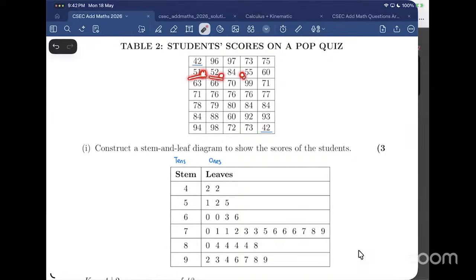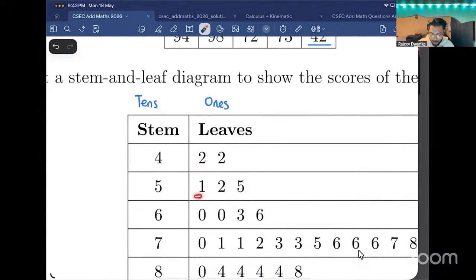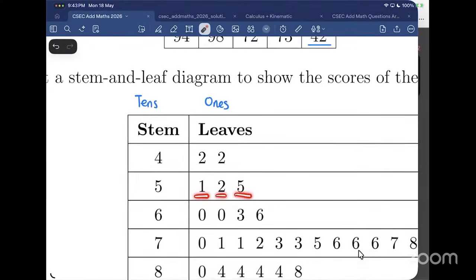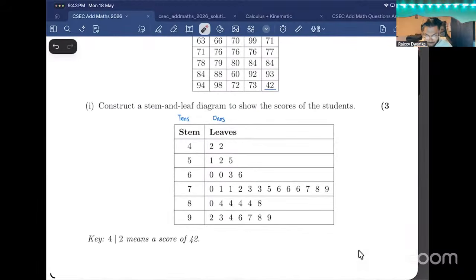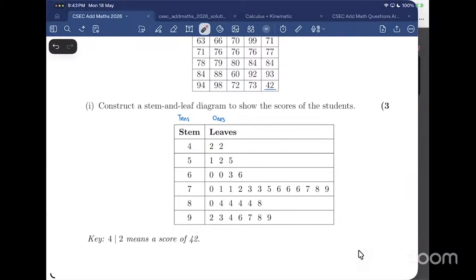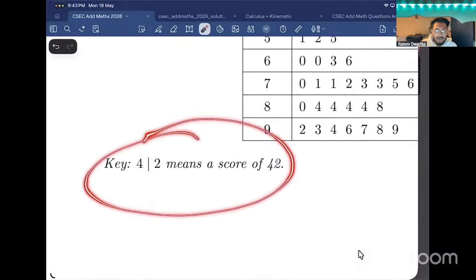So we have 5, 1, 5, 2, 5, 5. So hence I said 1, 2, 5. Again, can you see that I have the smaller values than the bigger values? Yes, sir. Do you feel like you understand the general concept of the stem and leaf? Yeah, I hope so. So you're going to put on the stem and the leaves, and don't forget you need to put a key. If you don't put a key, you're not going to get full marks.